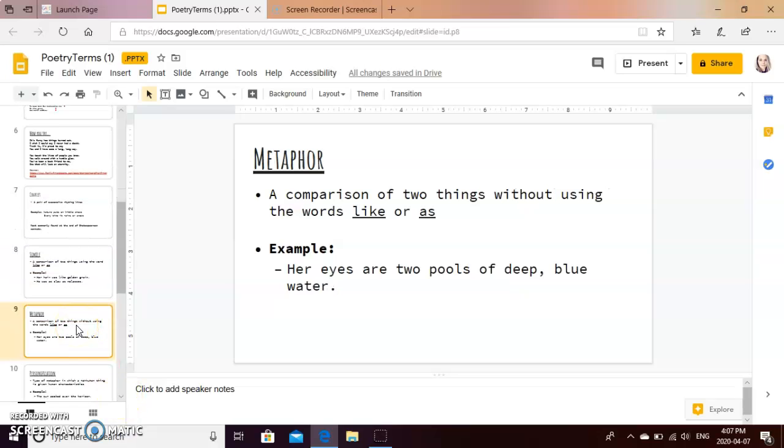The next one is a metaphor. This is like a simile because it is a comparison. However, you're not using the word like or the word as when you're making this comparison. So for an example here, I have, her eyes are two pools of deep blue water. In this metaphor, we're comparing her eyes to the pools of water. However, we're not using the word like or as to do that. So that would be an example of a metaphor.